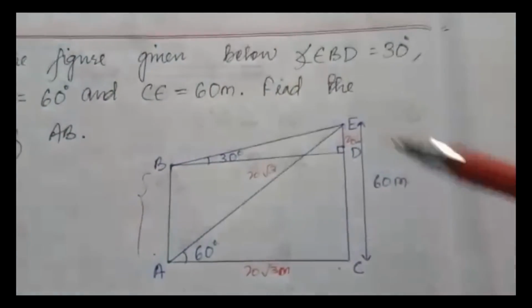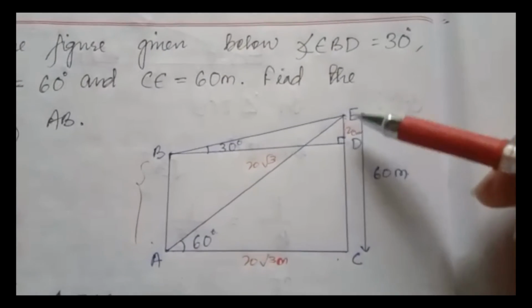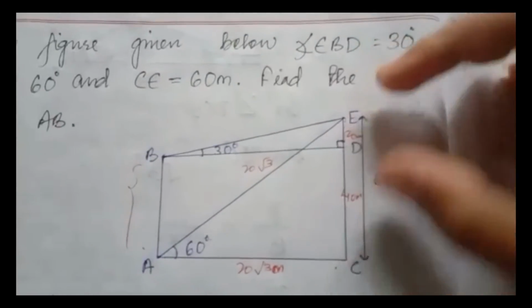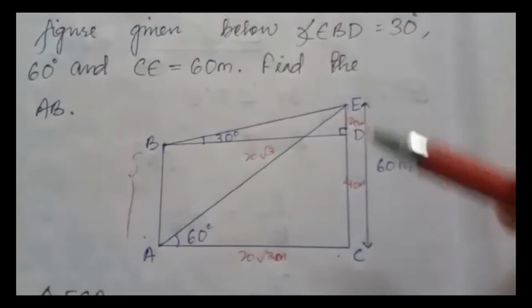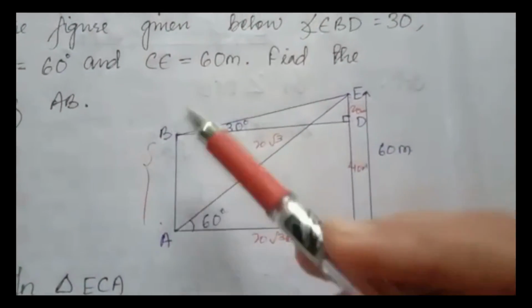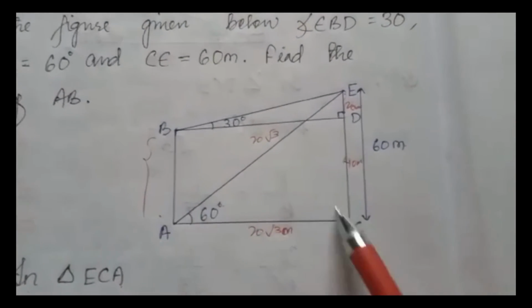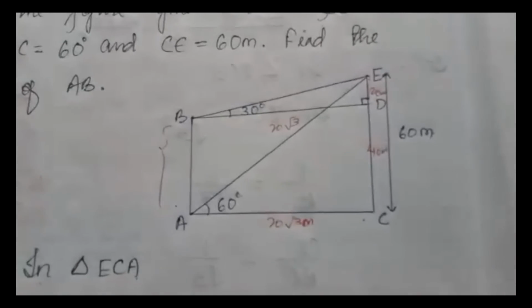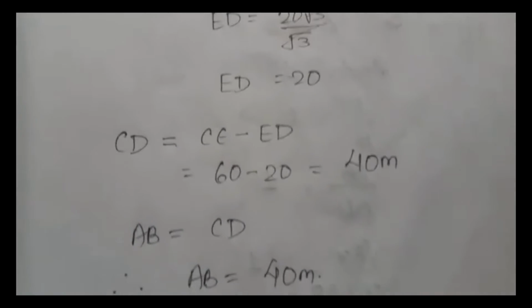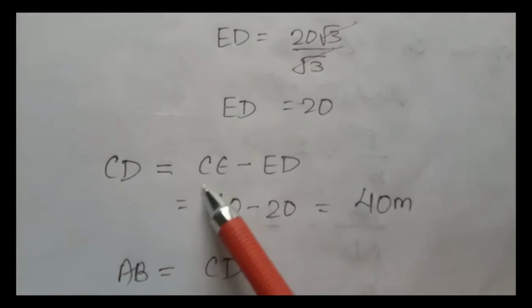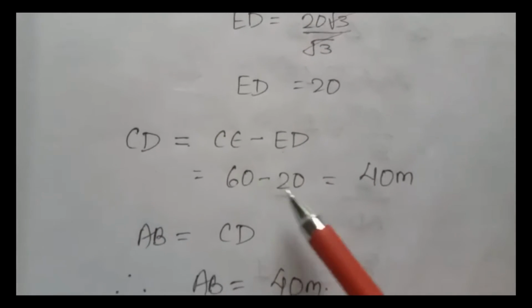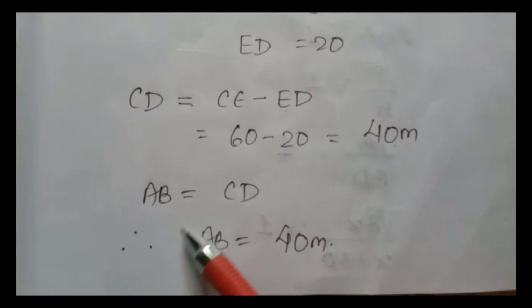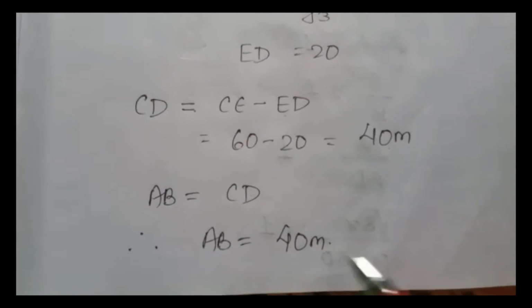Now this total is 60 and this is 20, then this one will be 40 meters. This is 60, this is 20, so this remaining part will be 40. Now CD and AB are equal. See this diagram properly, CD and AB are equal. To find CD, you have to do CE minus ED, 60 minus 20, 40. Now we know AB is equal to CD. So the value of AB is also 40 meters.